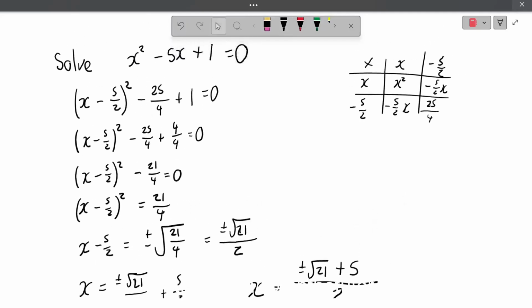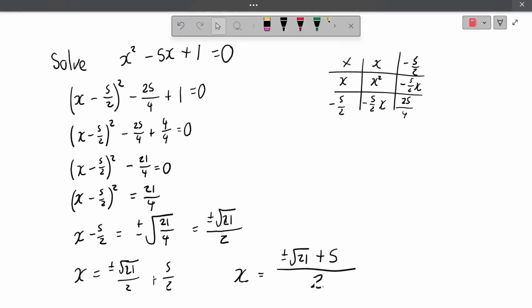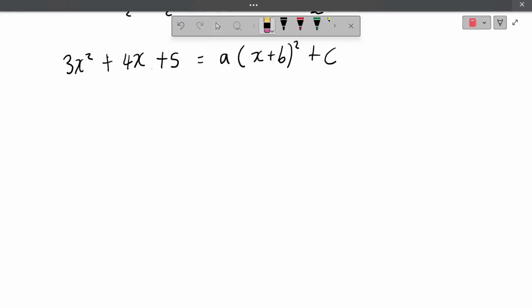Let me zoom out so you can get the whole thing. So let's have a little look at this next one. So here we have a 3x squared at the front. So we have 3x squared plus 4x plus 5 equals a brackets x plus b squared plus c. Now a, b, and c are just constants or just values. And what we do first of all is we first of all really are going to sort out this front bit here, this bit in red, because we have the 3x squared.